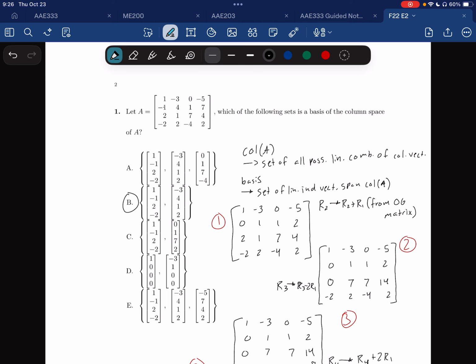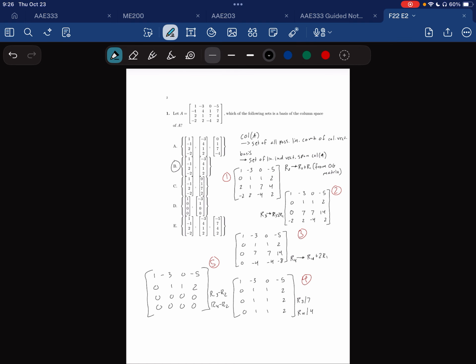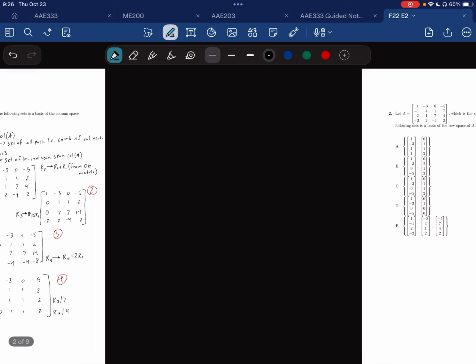So again, very important to realize: once you REF your matrix and you find your pivots, and they want you to find the basis of your column space, do not use your REF columns. The columns of the original matrix A will form a basis for its column space. That is a very important thing to keep in mind. And honestly, that's something you could even see on the true or false, or the conceptual questions. But let's move on to question 2 now.